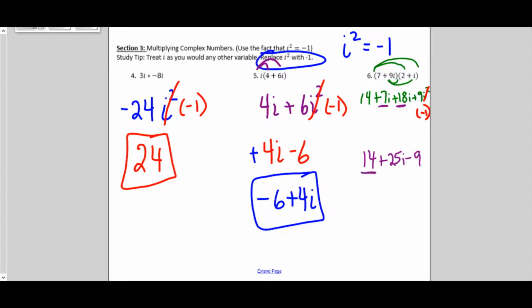So now combine like terms one more time. 14 minus 9 is 5. So this is 5 plus 25i. So that's your answer for that one.